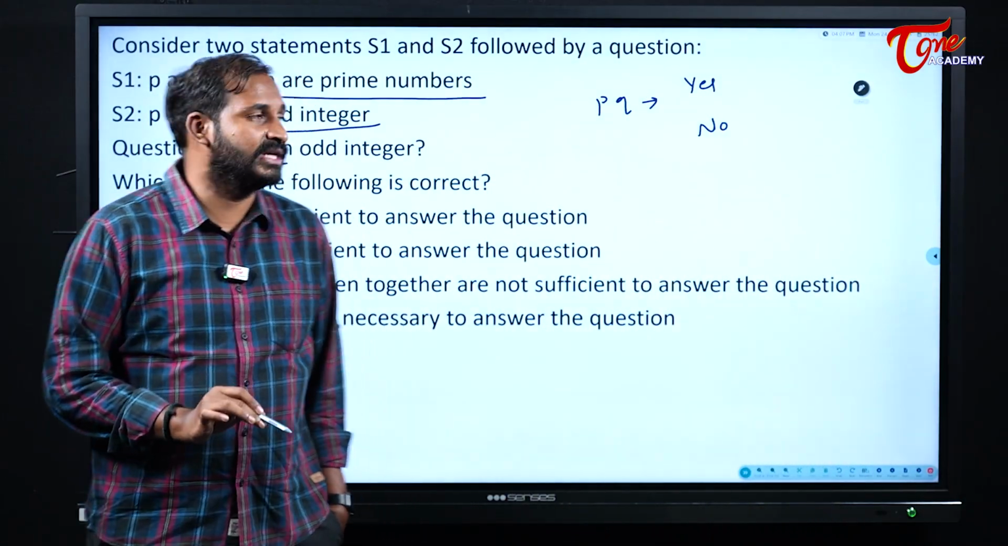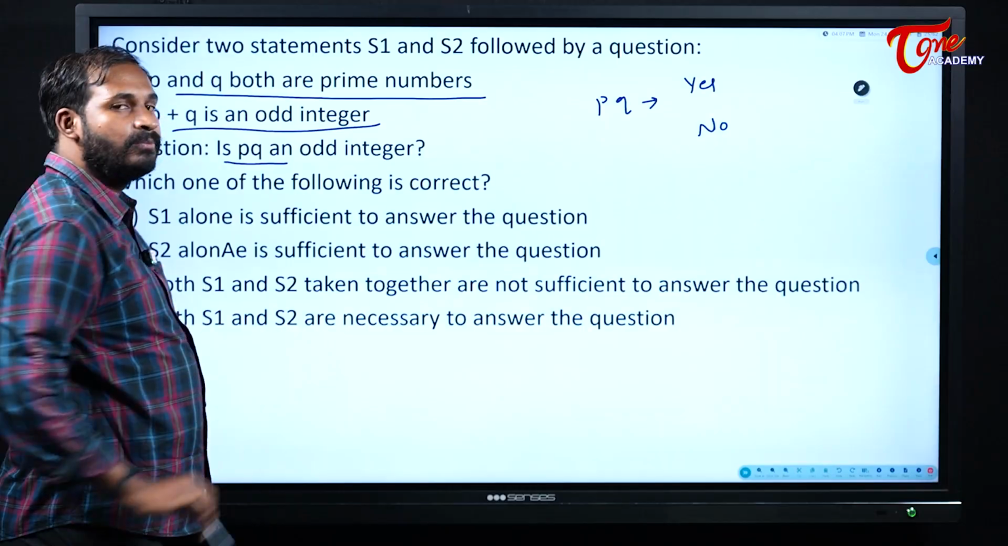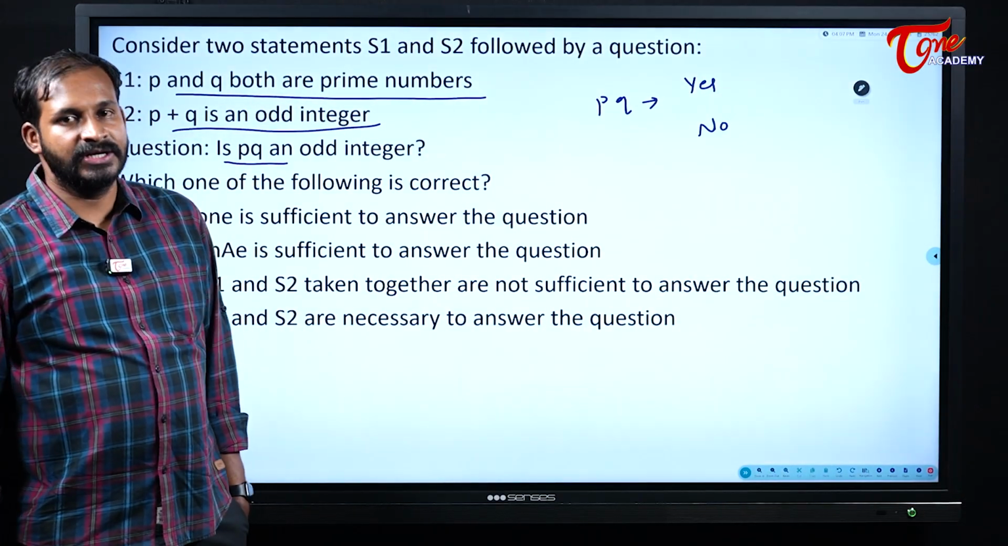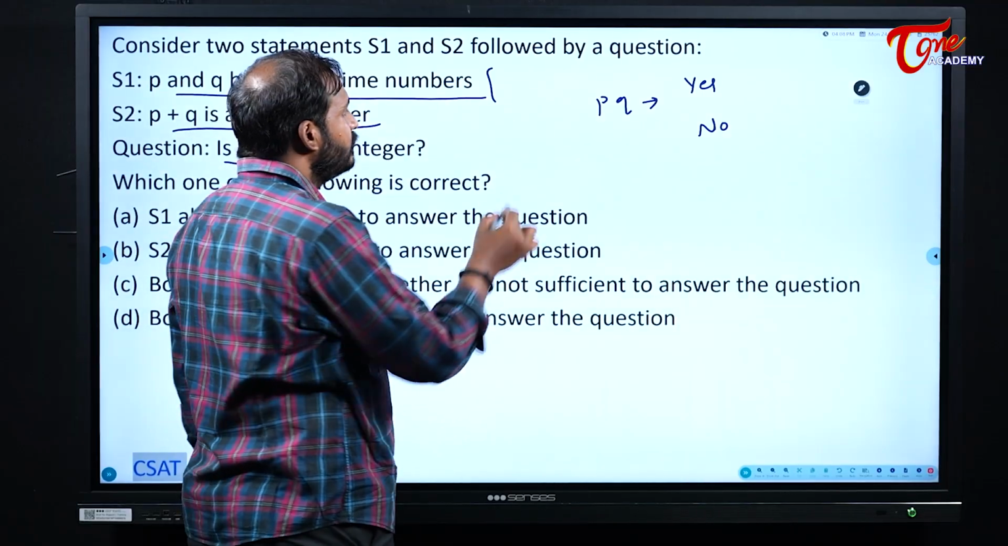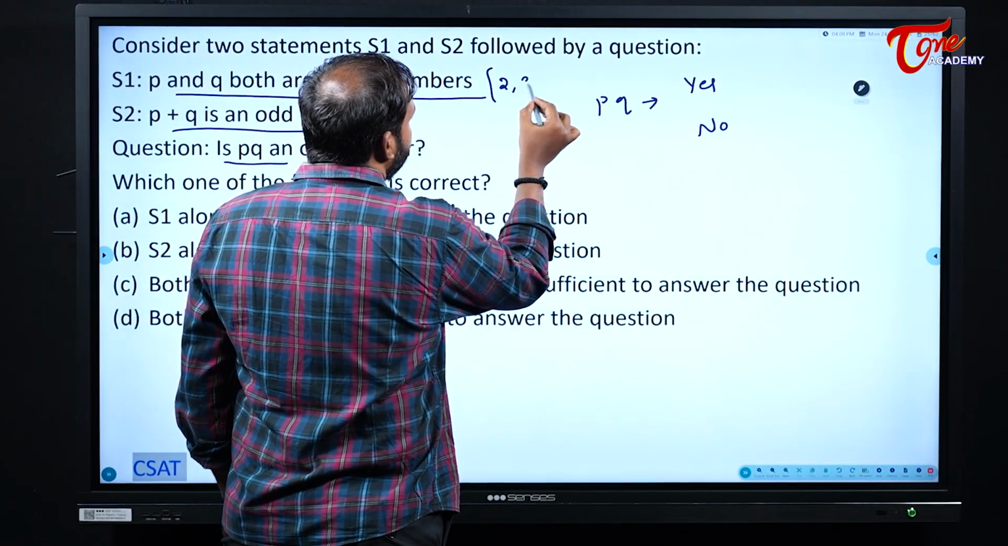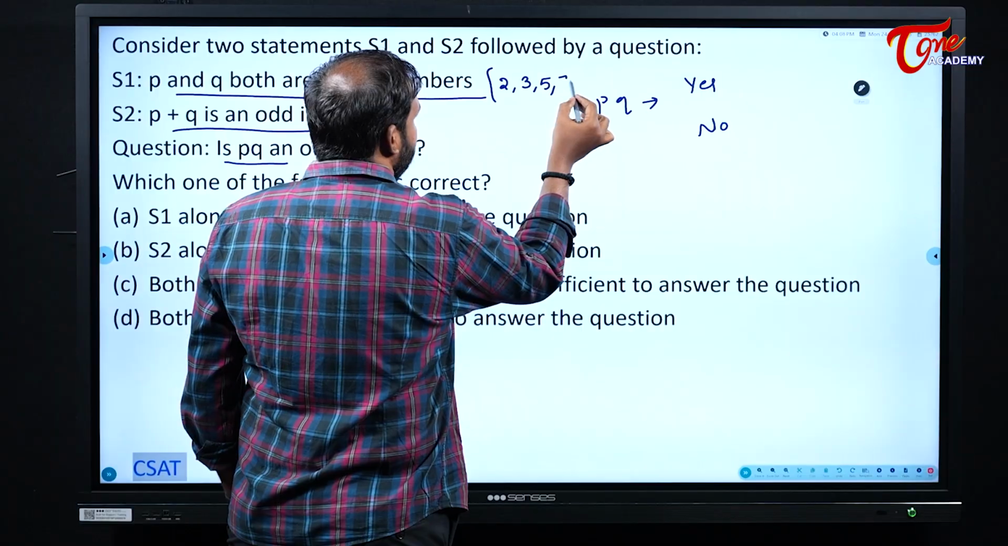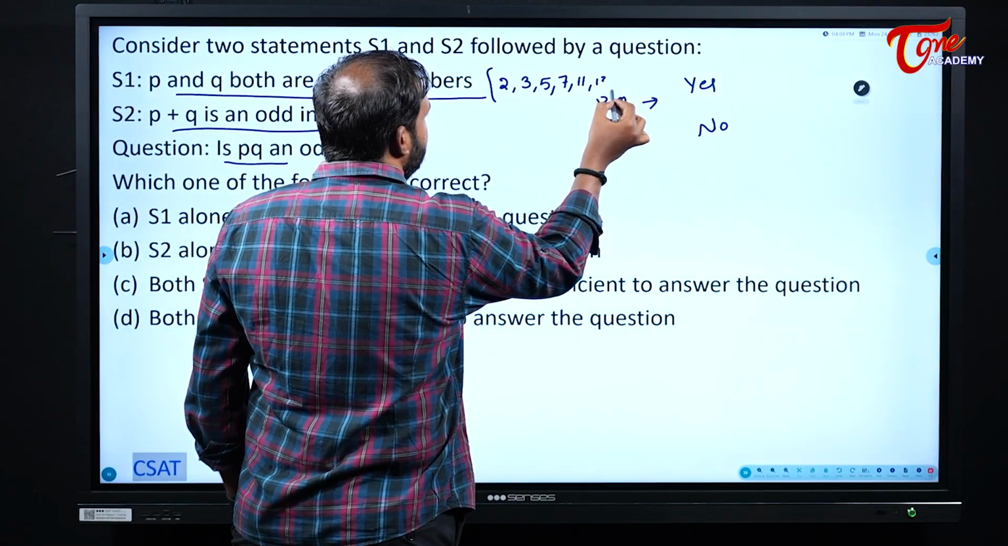Is it possible with statement 1? See, P and Q are both prime numbers. What are the values I need to take for P? Now tell me: 2, 3, 5, 7, 11, 13 and so on.